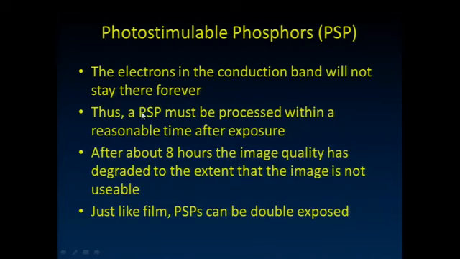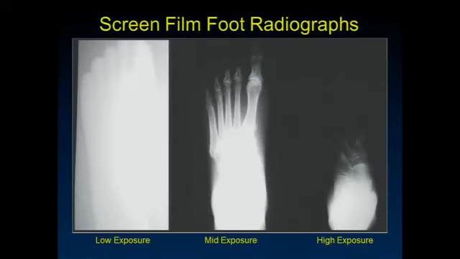You've got to process that plate within a reasonable amount of time. If you take a radiograph with a CR plate and wait 8 hours, the image quality is going to degrade quite a bit, because some of those electrons are going to move on their own from the conduction back into the valence band. After about 8 hours, the image quality is degraded to the extent the image isn't really usable. And just like film, photostimulable phosphors can be double exposed. The tech can accidentally take another image on top of the first one, and you can have a double exposure.